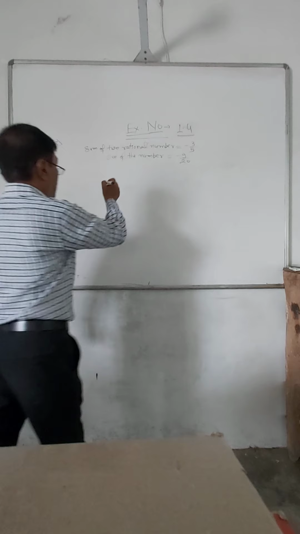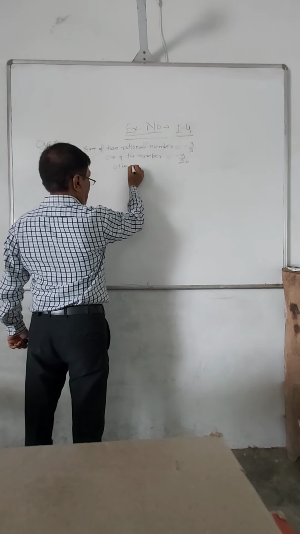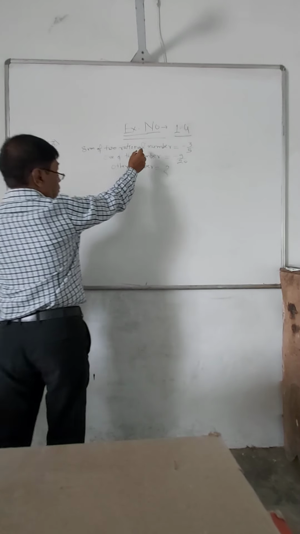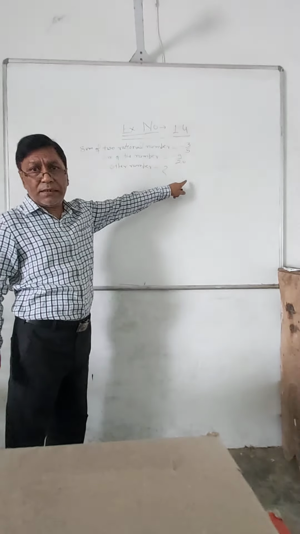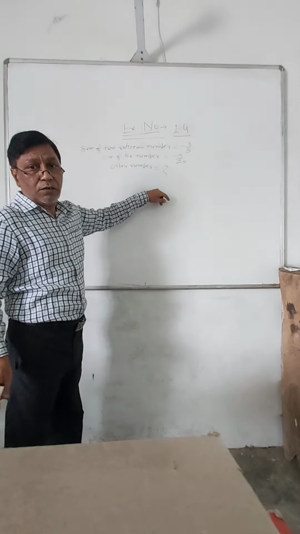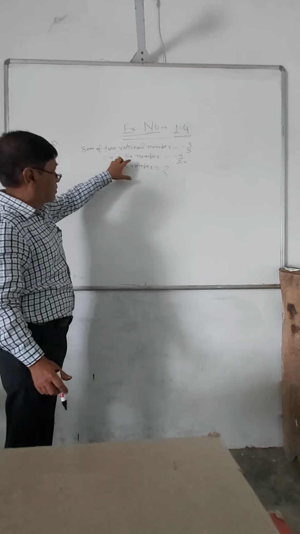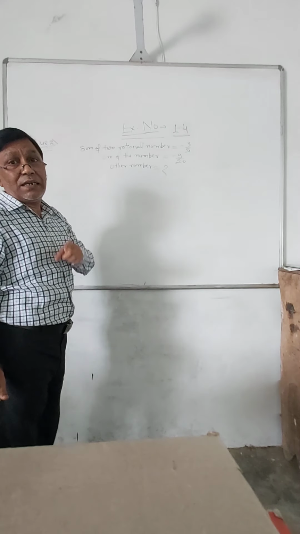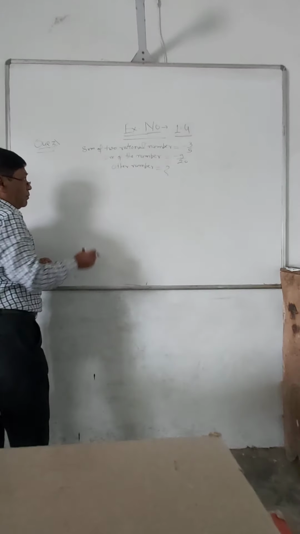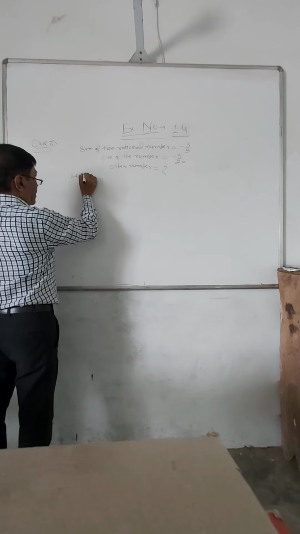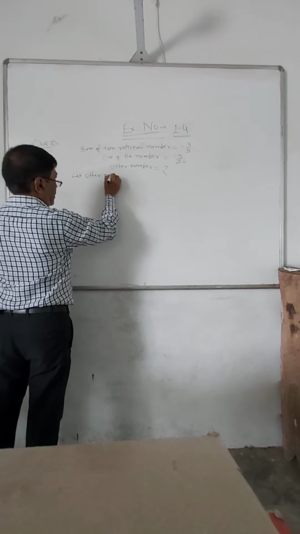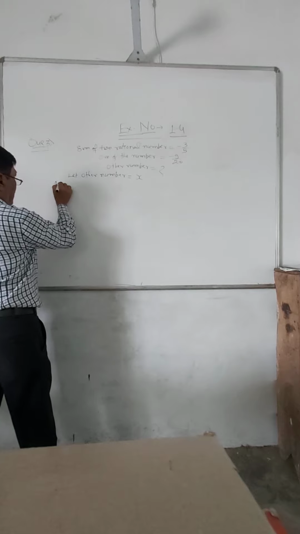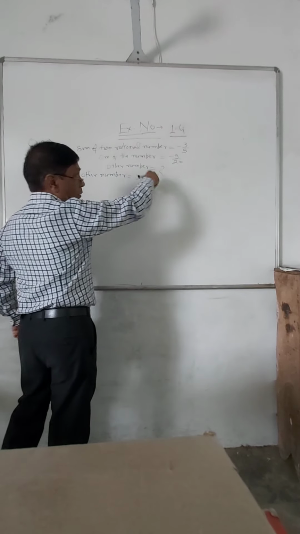Find the other number. The sum of the two rational numbers is this one. One number is given, minus 9 upon 20. The other number you have to find out. So the second number you have to find out. Suppose that number is x. So according to the question, the sum of two numbers is this much.